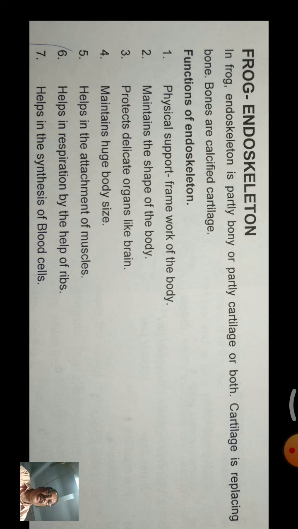So the endoskeleton acts like a framework of the body for physical support. It maintains the shape of the body. It protects the brain. It maintains the body size. It helps in the attachment of muscles. It helps in respiration and also synthesis of blood cells. These are the few important functions carried out by the endoskeleton.